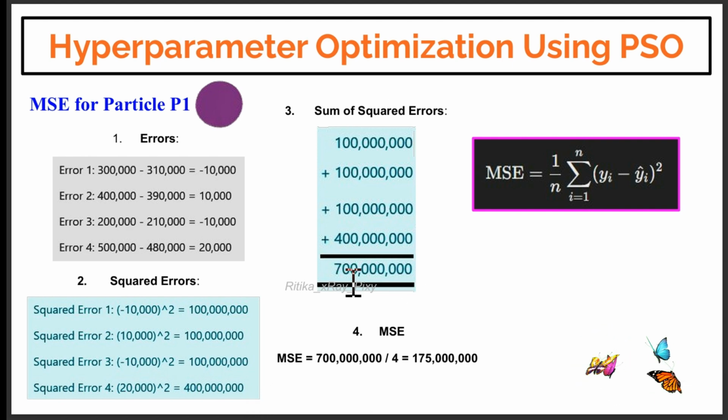So put all the values here. After that, we will compute the mean. So finally, mean squared error: the sum of the squared error divided by 4. The value for n, we have 4, so we will divide the value by 4. That is the mean squared error for the first particle, this one.